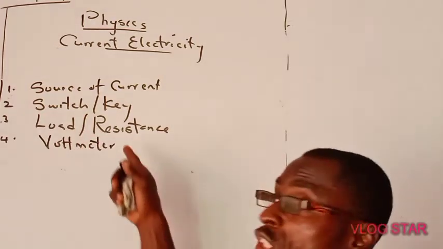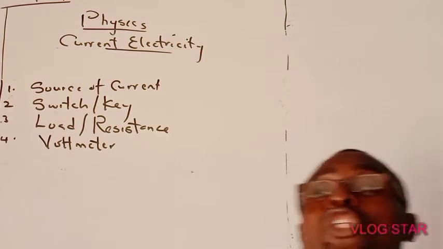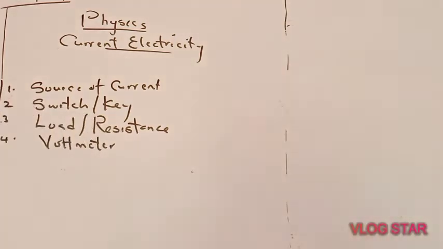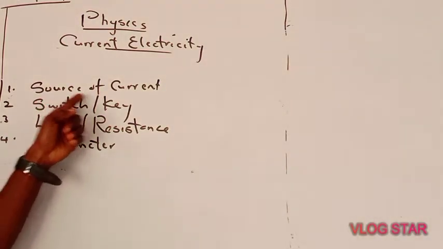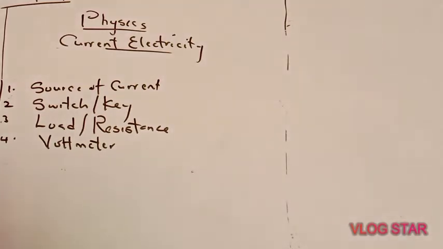If you watch, you discover that ammeter is not there. Why? Ammeter is just used to measure the amount of current that is flowing. We have said source of current is flowing, we know. So if you put ammeter, it just wants to measure the quantity of current flowing. So the components of a circuit are source of current, switch, and source of current could be battery or cell.